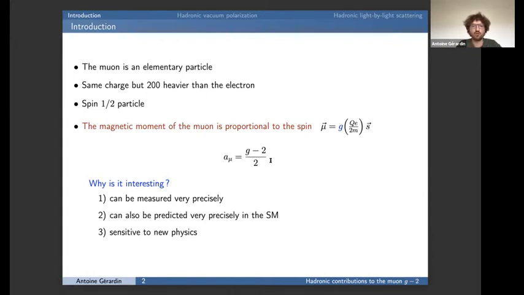So then the first question is, why is it interesting? There are mainly three reasons. First, this observable can be measured very precisely by experiments. At the same time, it can be predicted very precisely in the standard model of particle physics. And finally, this is also an observable which is quite sensitive to new physics.